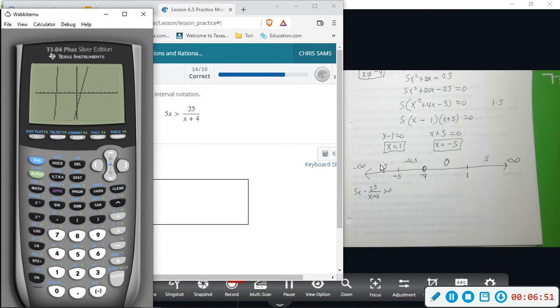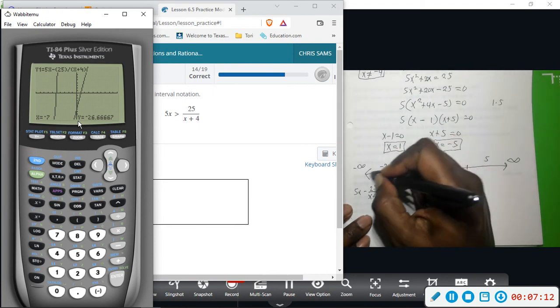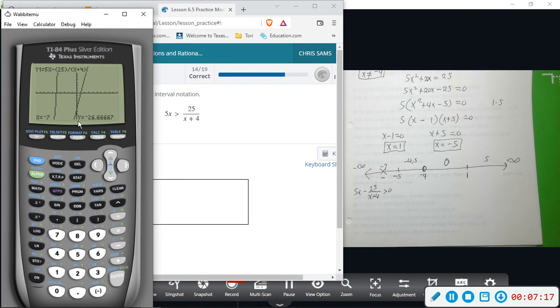I want to figure out these values. So in order to do that, I'm going to hit the trace button. And then once I do that, it will allow me to input these numbers. So I'm going to input negative 7 for x, and I'm going to hit enter and see what the y value is. Okay, this y value came out negative. And I'm looking for positive. So this interval, that means every number in this interval will be negative. I do not want that section.